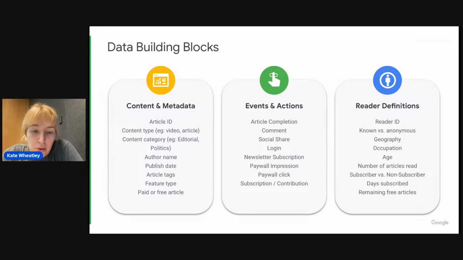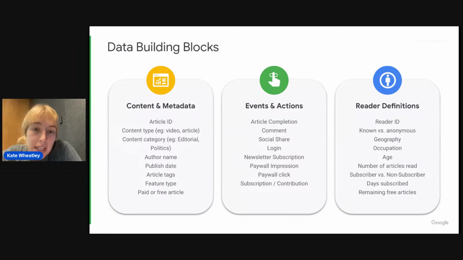Some examples of really important metadata to collect are things like article ID, the content type. So is it a video? Is it an article? The content category, depending on your site, might be like, is it a politics article? Is it a sports article? Is it celebrity? The name of the author, publication date, article tags, if you have any additional more specific ones for your particular newsroom, feature type, and paid or free article. Not all of those will be relevant to everyone, but generally that is a good place to start.